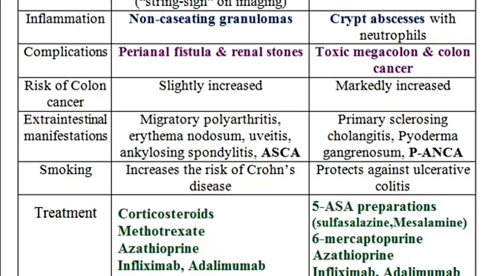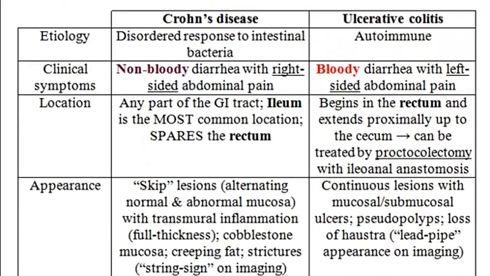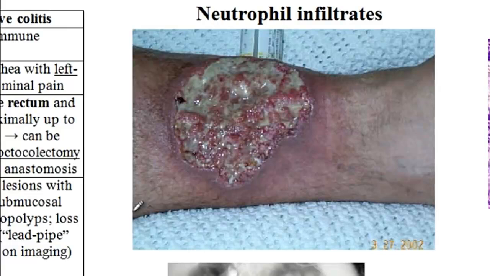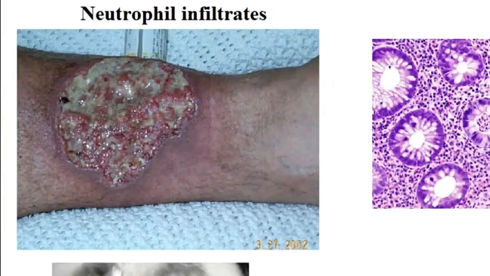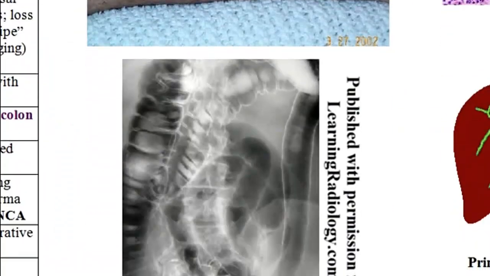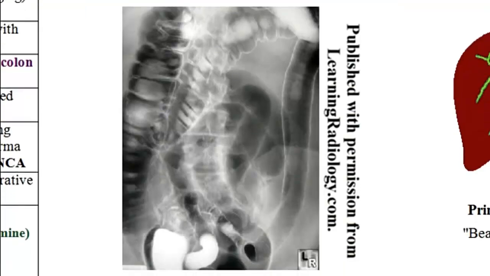So here I'd like to show you some images for ulcerative colitis. Here is an example of pyoderma gangrenosum, where you can see that there is neutrophilic infiltration of the skin. Here is an example of the neutrophils inside the crypt. So here are the crypt abscesses that I told you about with ulcerative colitis. And because of the loss of haustra, on this side of the image you can see that the colon has a lead-pipe appearance.